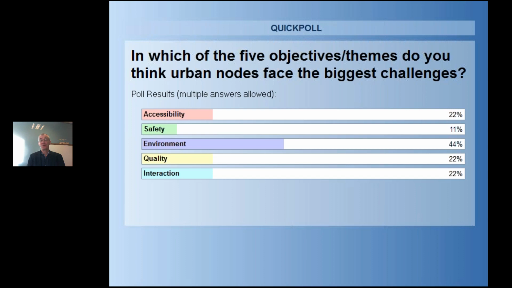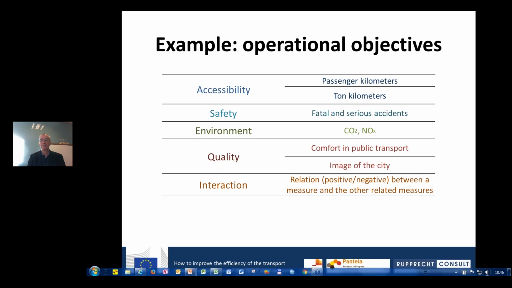Well, I'm a bit surprised about environment, that this one scores quite high. But on the other hand, I can understand it. It's at urban level more important than on European level. Interesting, yeah. But actually, well, if one would ask me, I would have said accessibility would score highest. Okay. All right. Okay, we'll let you go on. Thanks, Jan. Okay, you're welcome.